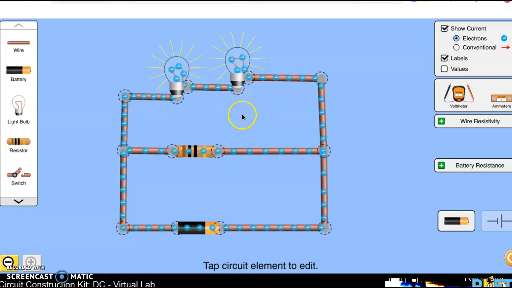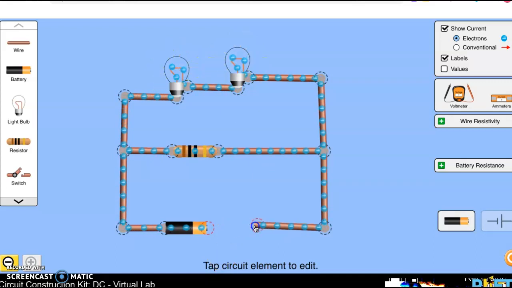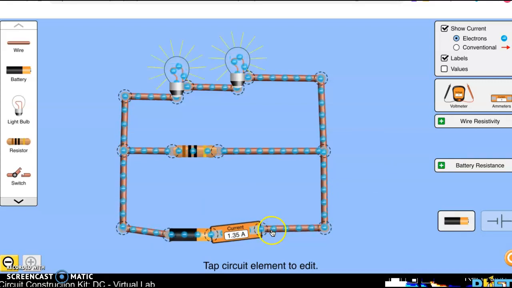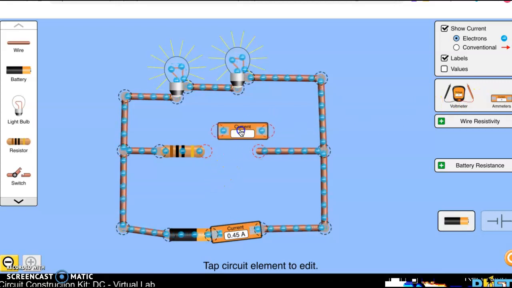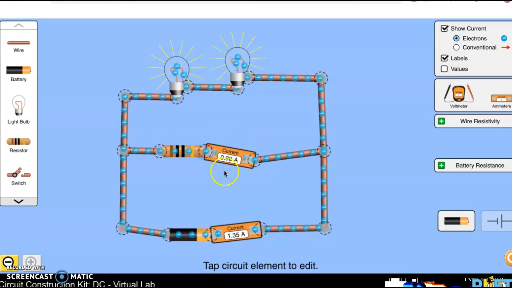So to show you the values, what I'm going to do is attach ammeters. So I break that apart, grab an ammeter, put it in there. So it says it's 1.35 amps going through the battery's path. That's how fast they're going, 1.35. Then I'll try the resistor. I'll add another ammeter there. Okay, and it's showing 0.9 amps.